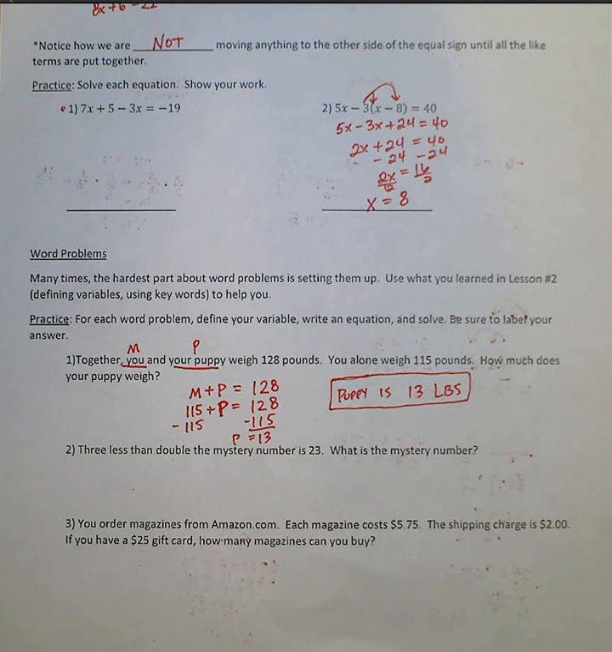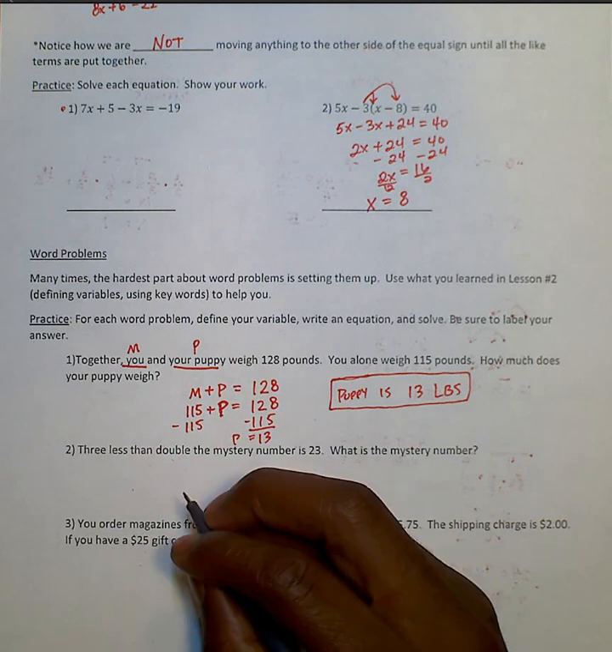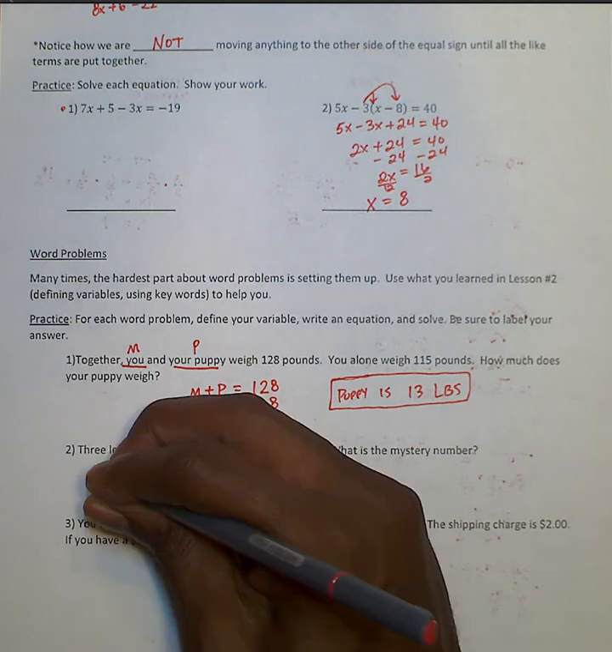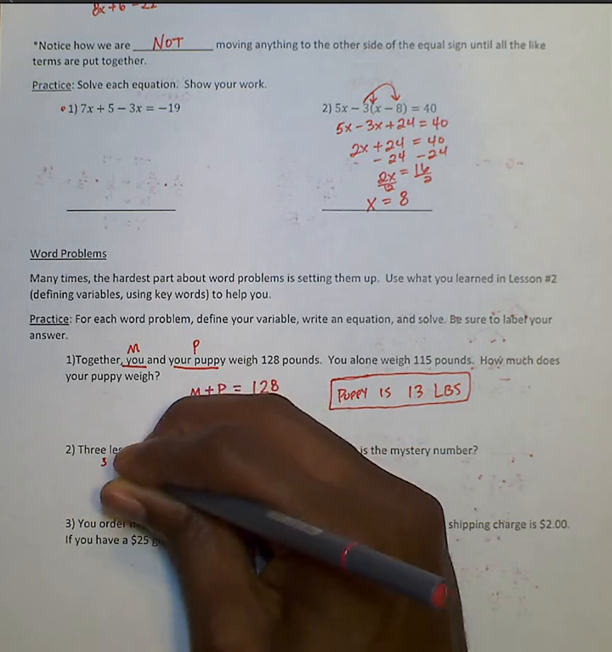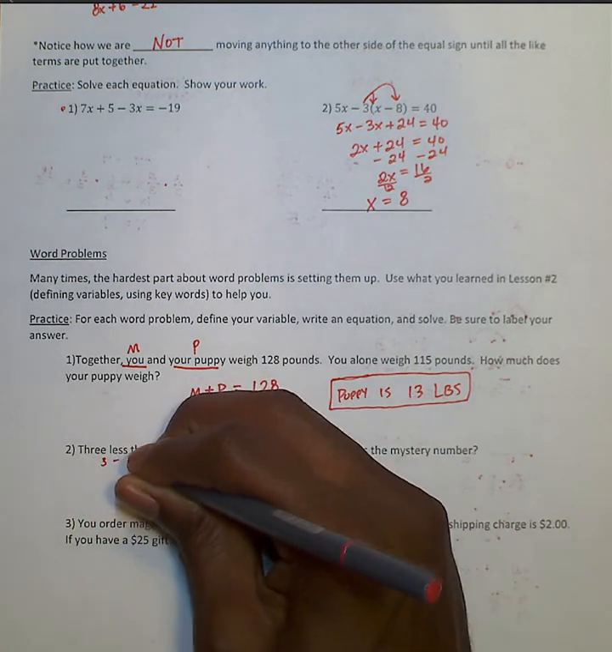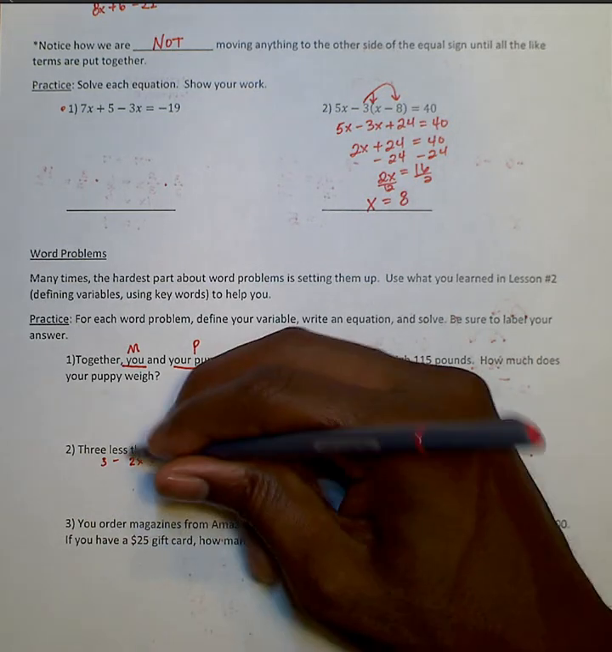Alright, number two. 3 less than double the mystery number is 23. What is the mystery number? So 3 less than double. Remember that a lot of people have the tendency to say, okay, 3, write 3. Less than, write minus. Double, write 2 times something. Equals 23. This would be wrong in this case.